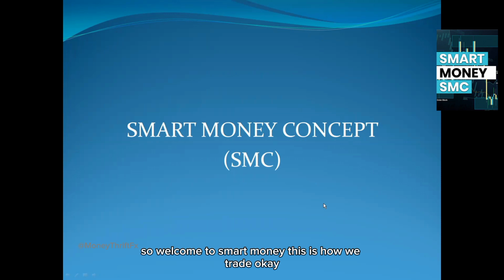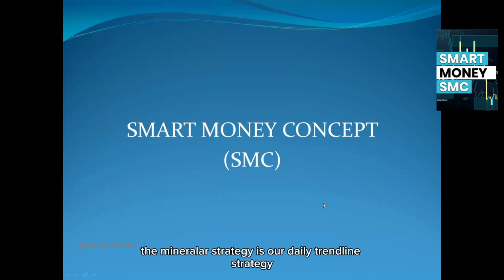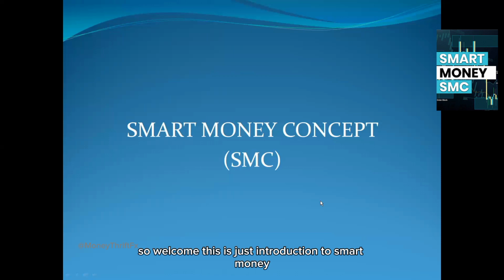This is how we trade. This is the main strategy we use when we trade. There are many other strategies out there, like the trend line strategy, support and resistance, pivot points, and stuff like that. But we trade like smart money. That is the strategy we basically use when trading in the forex market. This is just an introduction to teach you how we can go about it, and how you can become a smart money trader, to be able to make the most out of the forex market. So we're going to make progress from here.